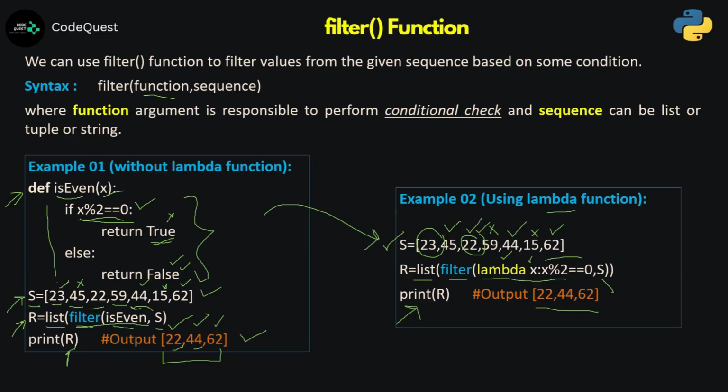So the only difference is that earlier we specifically defined a function having some name. But here we have not given any name to our function, because we are using an anonymous function, or lambda function.